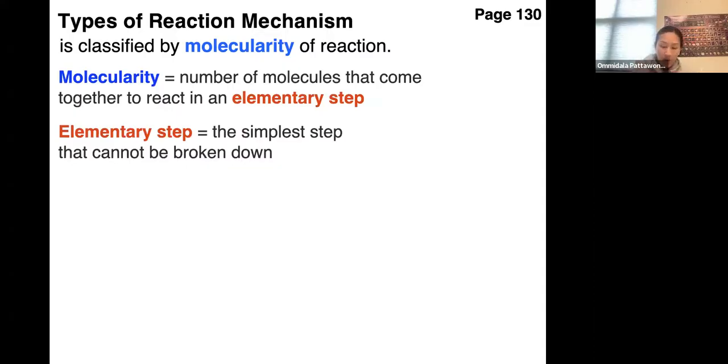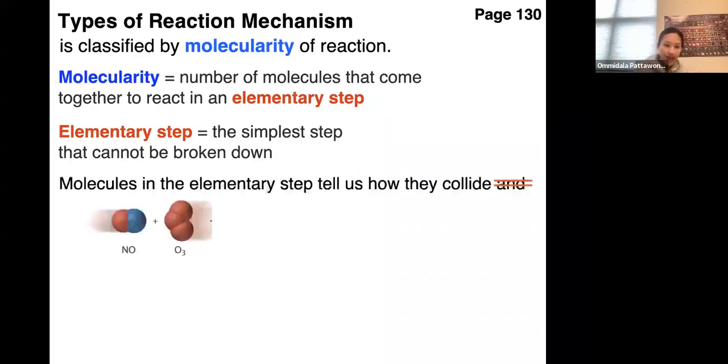The elementary step tells you exactly what needs to collide in the reaction. Note that an elementary step is not equal to the overall step. Overall step means you combine several steps together and you get the overall reaction. So they are not the same. Elementary steps cannot be broken down, and they show you exactly what happened.